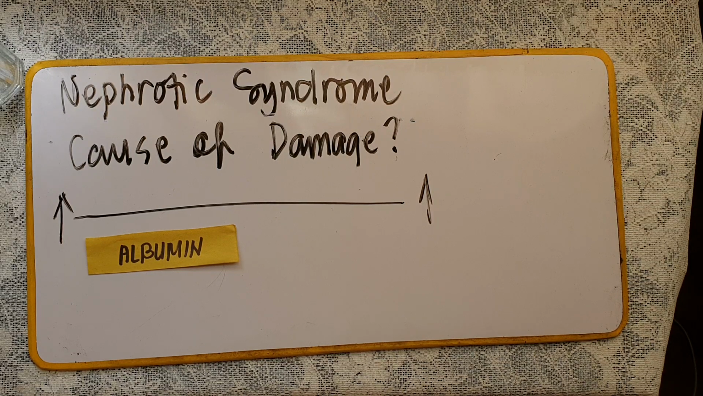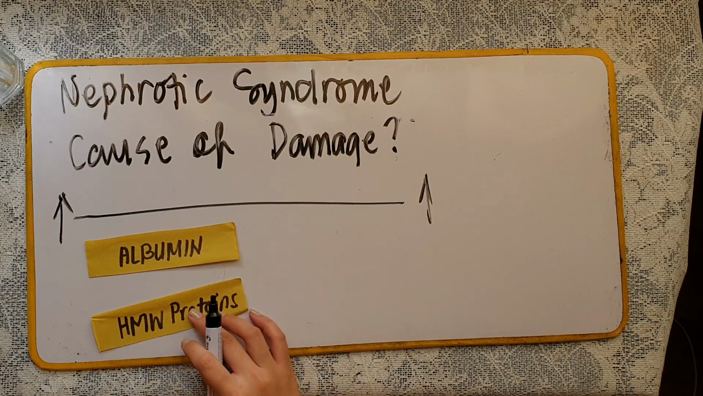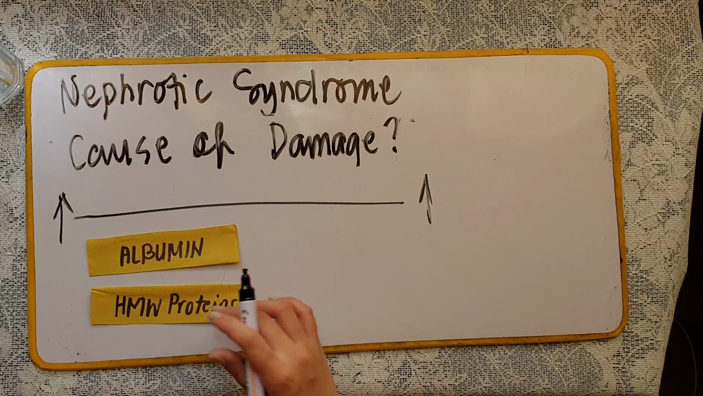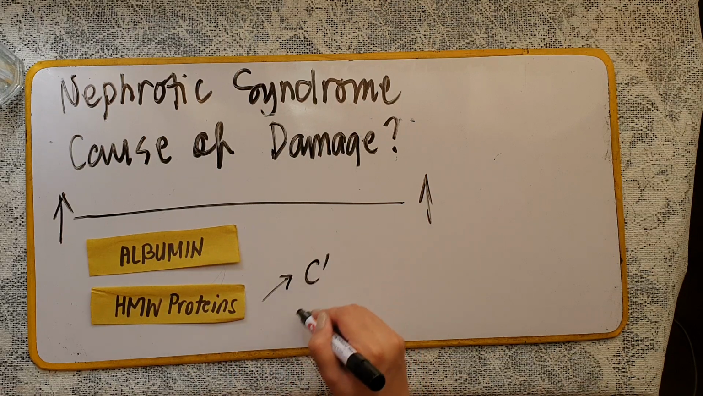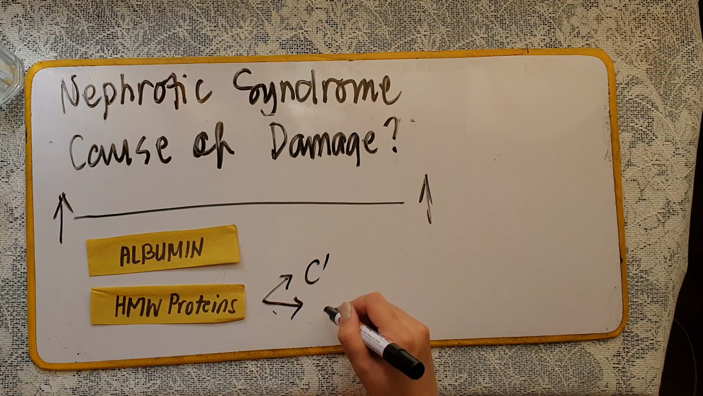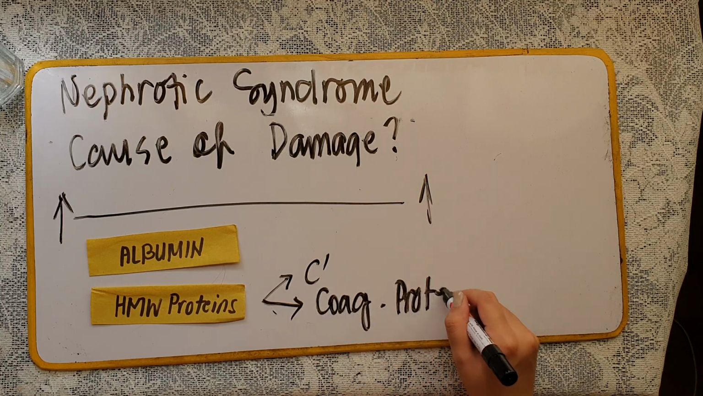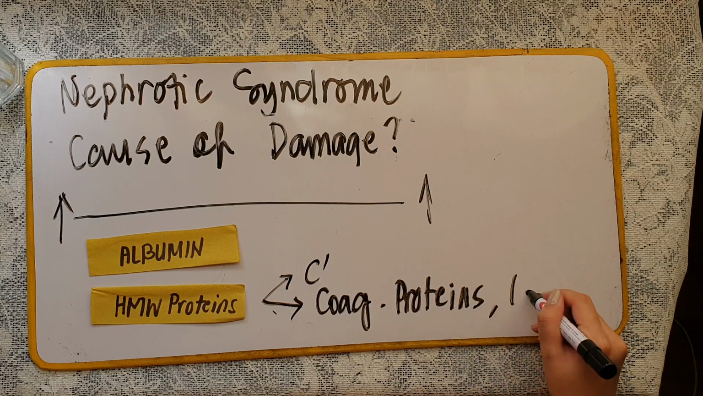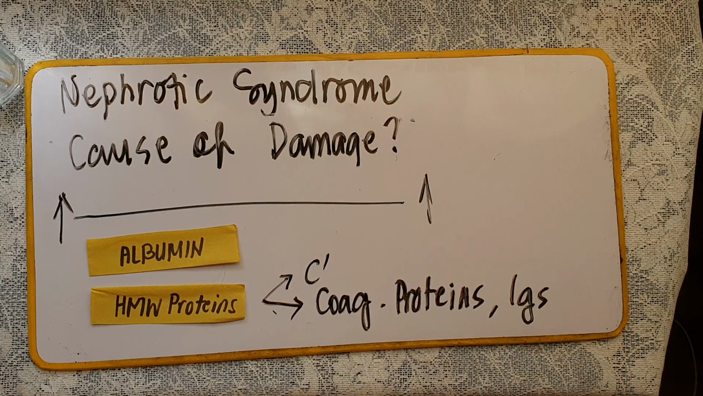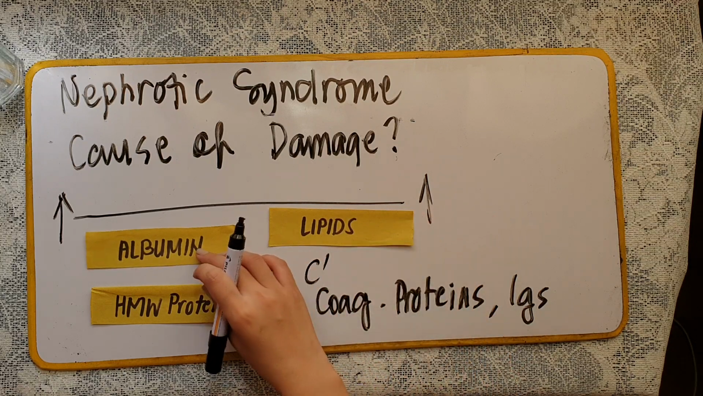Aside from your albumin, makakalabas na rin yung mga high molecular weight proteins natin, including your complement, your coagulation proteins, your immunoglobulins, and etc. Okay? Aside from this one, makakalabas din ang lipids natin.